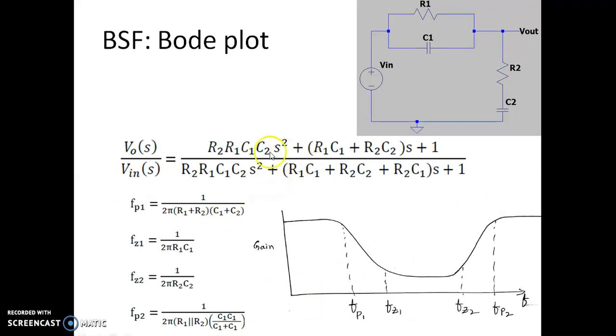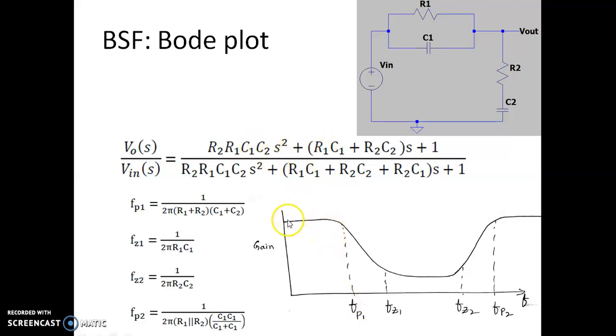If you carefully notice here, the denominator has a quadratic equation, and the numerator also has a quadratic equation. This clearly shows that the two poles are finite in nature and the two zeros are also finite in nature.